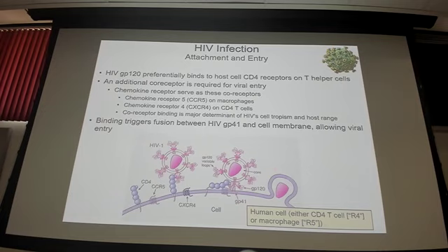A couple of things about those chemokine receptors are important to mention here. There's more of an association of CCR5 with macrophages, and this other receptor, CXCR4, with T cells. So that has some important implications as well. Just keep that in the back of your mind.